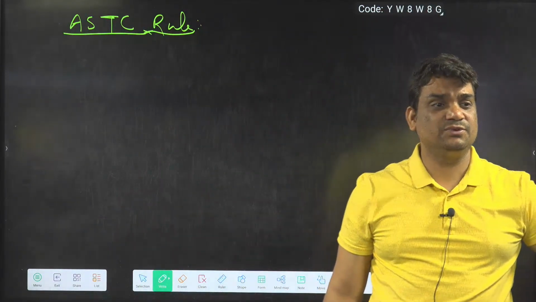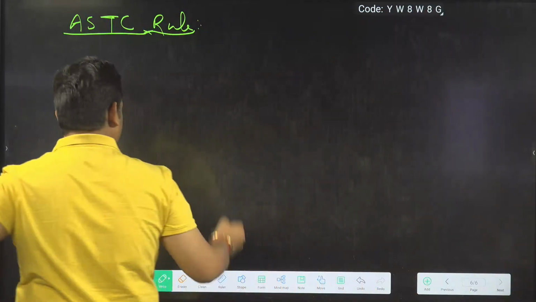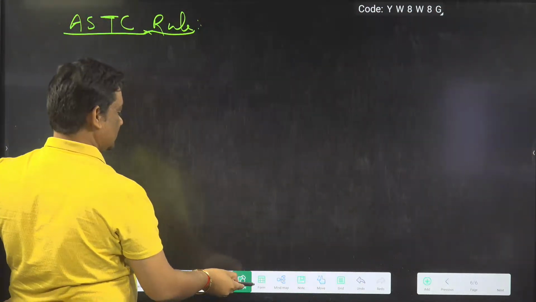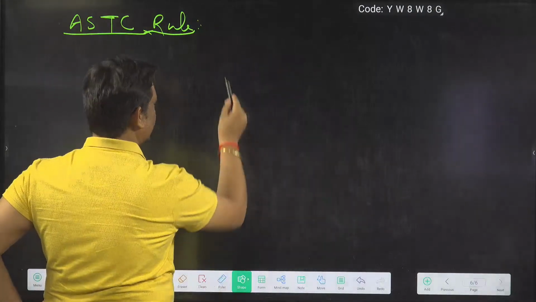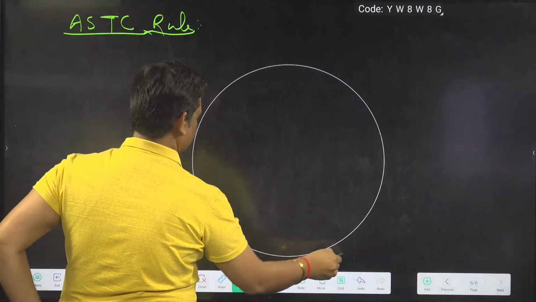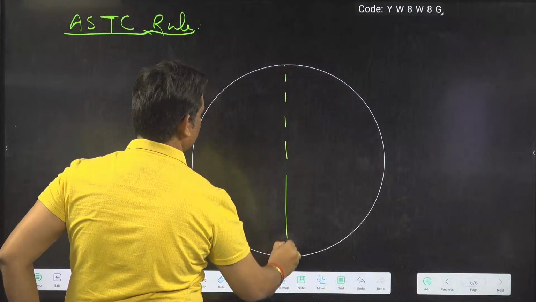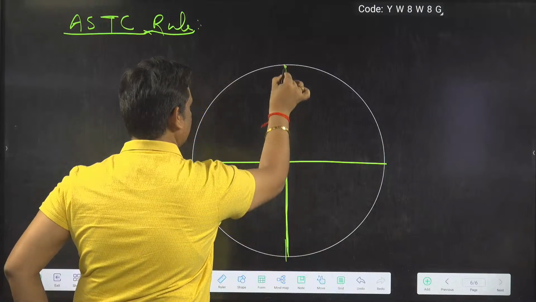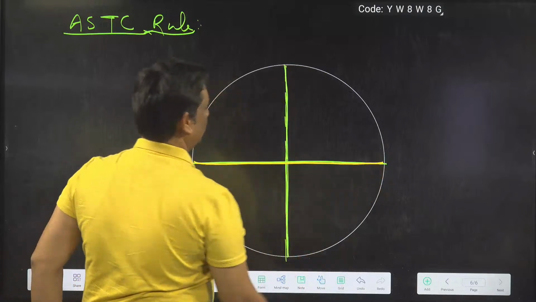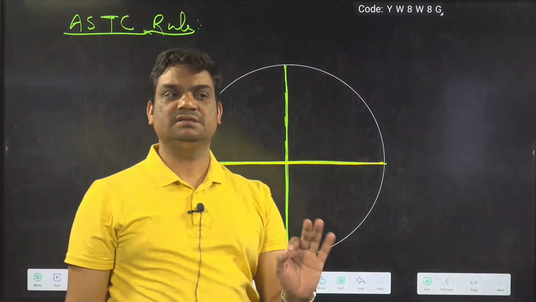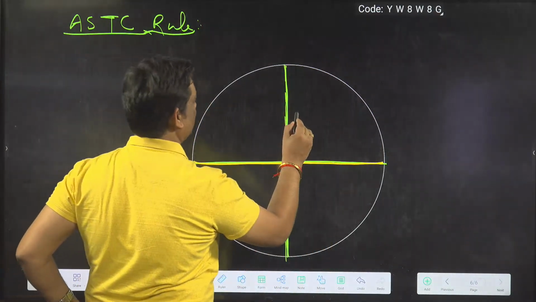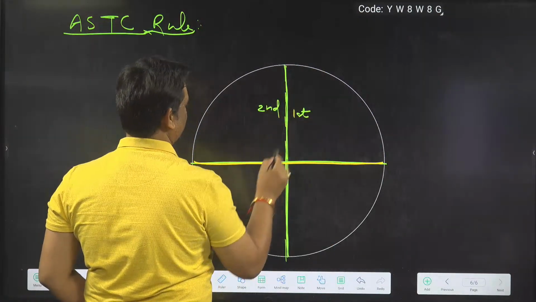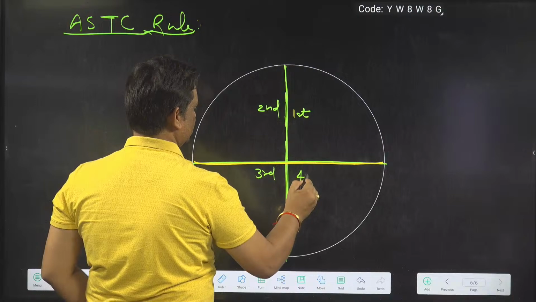The full form of ASTC is this actually. If I say this circle is there, this circle I can divide into how many parts? 4 parts. These parts are basically known as the quadrants. These are the 4 parts. Total circle means how much? Total circle is 360 degrees, and this will be known as the first quadrant, this is known as the second quadrant, this is known as the third quadrant, and this is known as the fourth quadrant.